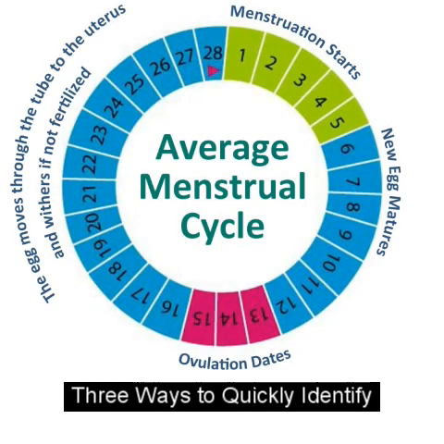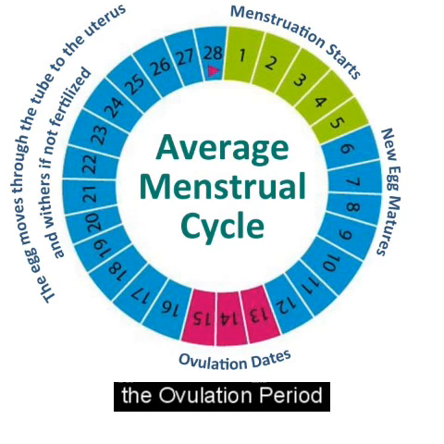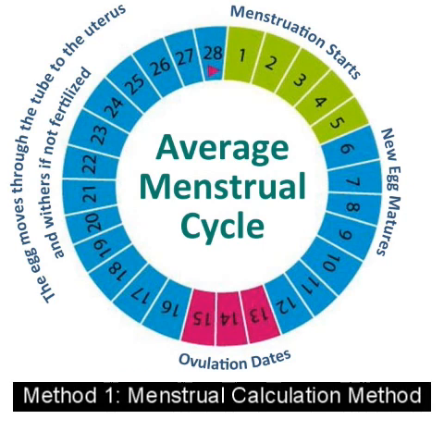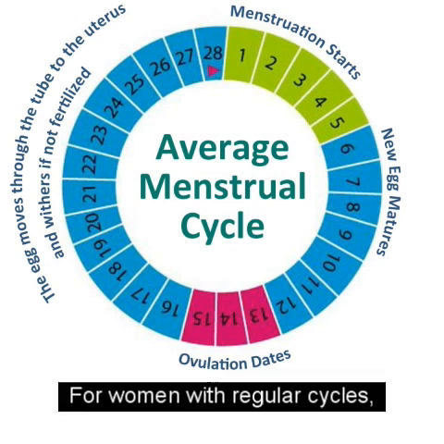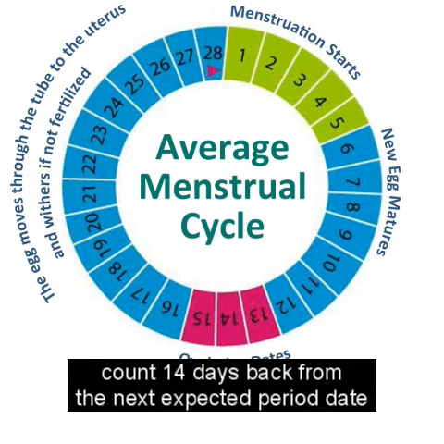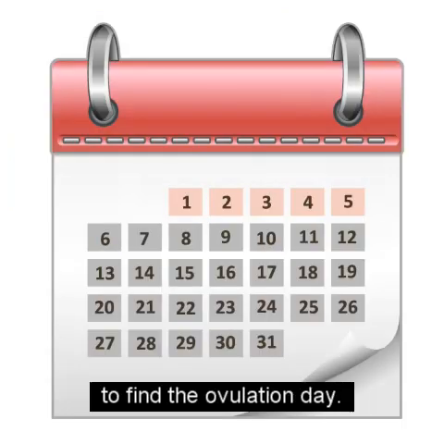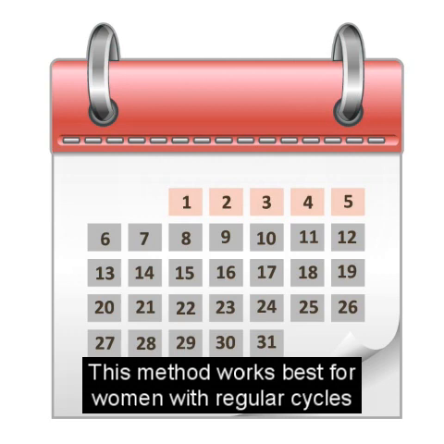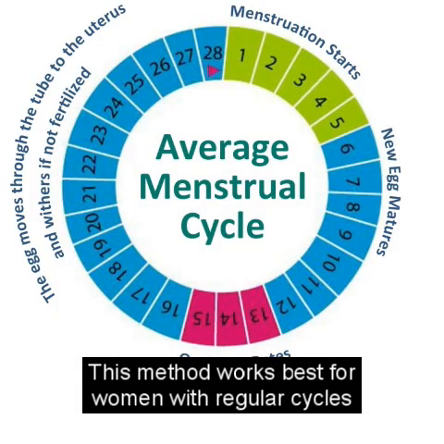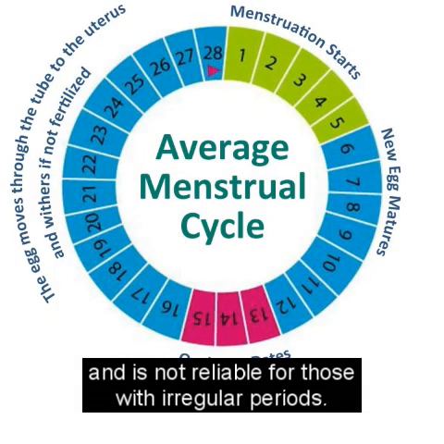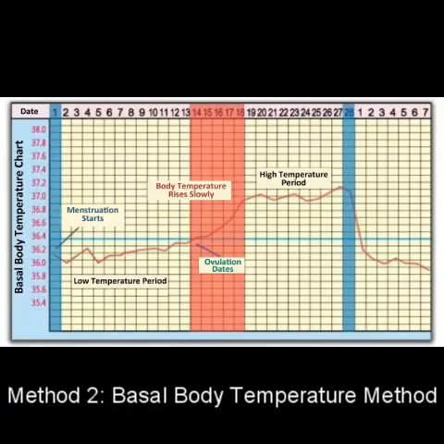3 ways to quickly identify the ovulation period. Method 1. Menstrual calculation method. For women with regular cycles, count 14 days back from the next expected period date to find the ovulation date. This method works best for women with regular cycles and is not reliable for those with irregular periods. Method 2. Basal body temperature method.